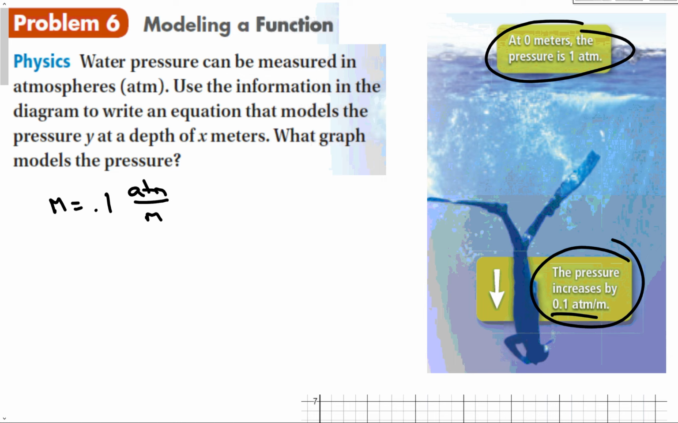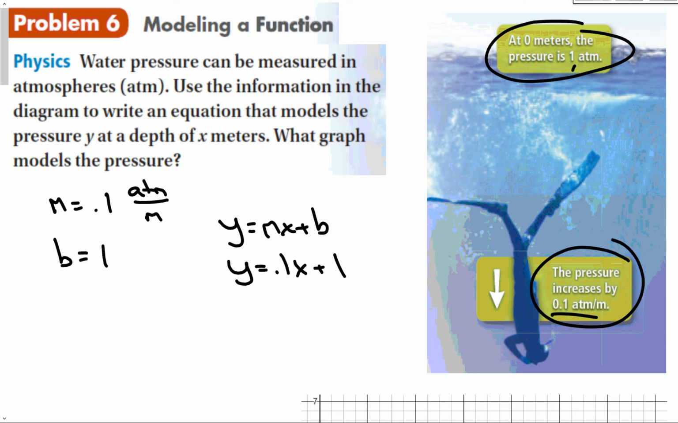The y-intercept is my starting value. At 0 meters, the pressure is 1. So my y-intercept is 1. So if I wanted to make an equation out of this, I would say y is equal to, remember, it's mx plus b. So y is going to be equal to 0.1x plus 1.